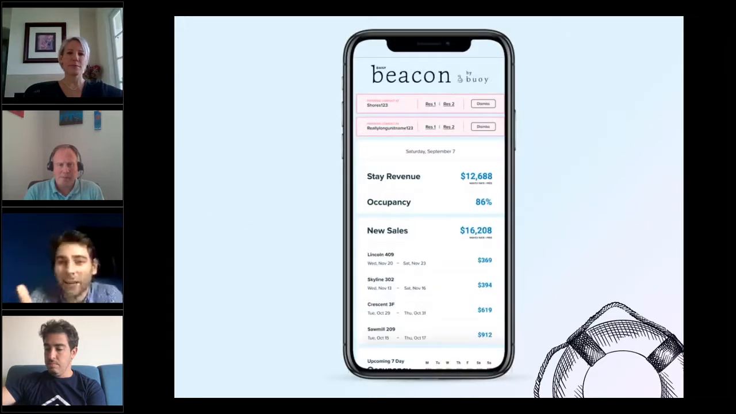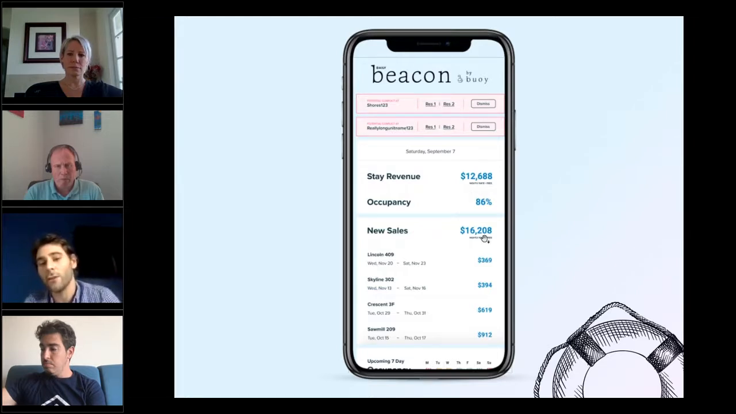This is the daily beacon that I have. You'll see up here I have a couple of alerts. This is like if I spot something, and when I say I, I actually mean the AI that I have working for me. If it spots a double booking or something like that, it'll pop up at the top of the email. And that's because I know almost everybody begins their day by looking at this. And then we say, okay, so for last night, what'd you do? You did $12,000 in stay revenue on 86% occupancy, and you had $16,000 in new sales.